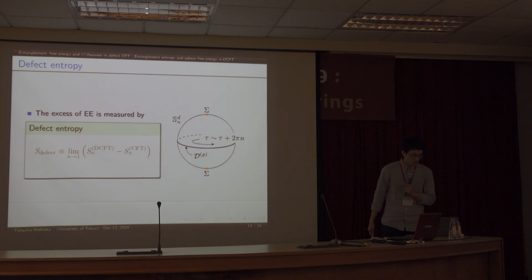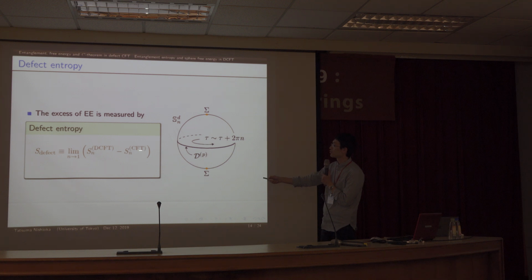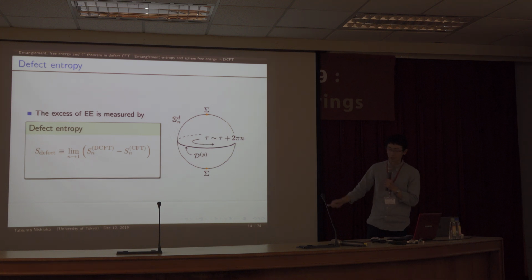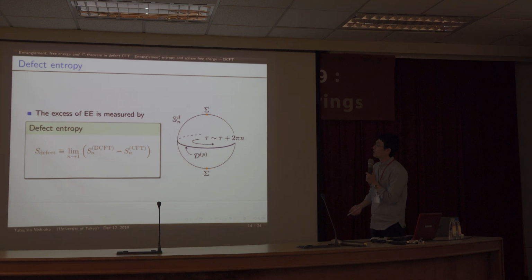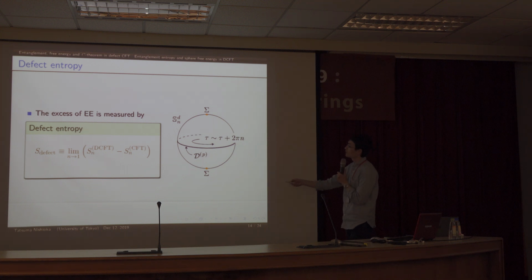So it's reasonable to subtract the bulk contribution from the entanglement entropy in DCFT. We call it defect entropy. So this is just the excess of entanglement entropy. We want to count how much entanglement entropy comes from the defect.